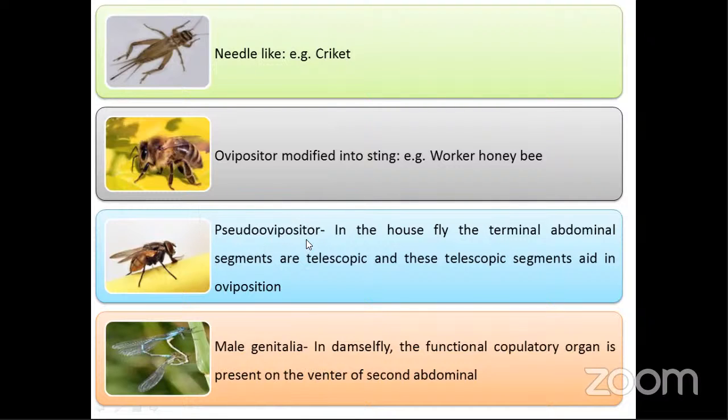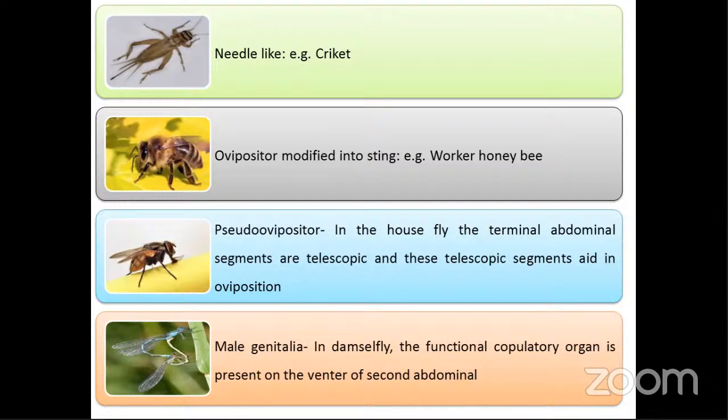Next, pseudo-ovipositors, present in houseflies. Actually, 7 to 11 abdominal segments are there, but in houseflies only 6 abdominal segments are visible. The remaining abdominal segments are also there, but concealed and telescopic. These terminal telescopic segments aid in oviposition, so we call it a pseudo-ovipositor. We also call these ovitubes or oviscaps.